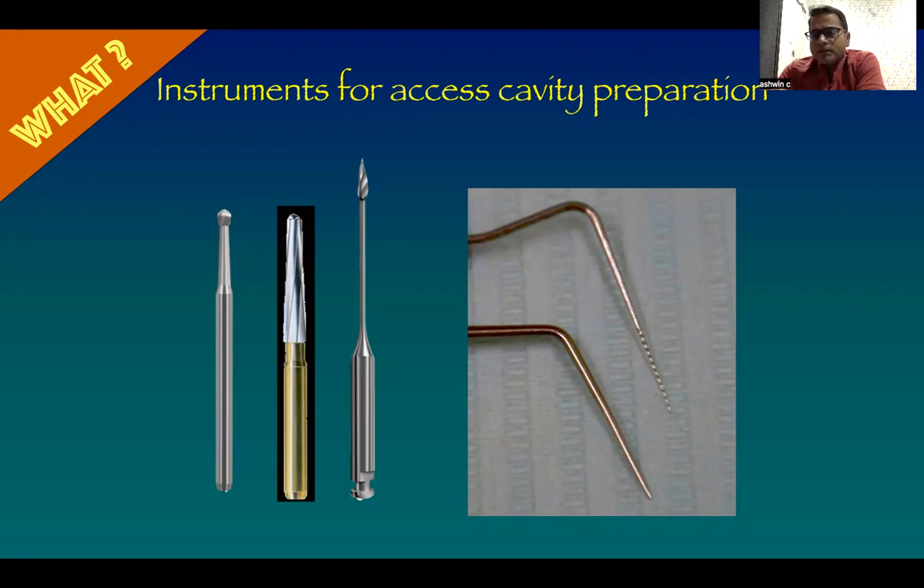If you see the upper instrument, it has a small K file like structure at the end. That's called a micro opener. It is available with either Oricam, or you can get it with Dentsply. So Oricam one is a little more cost effective.